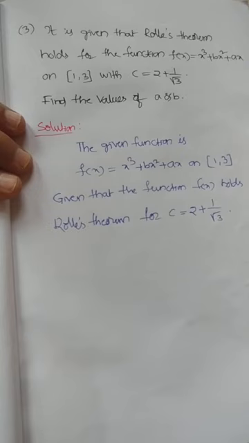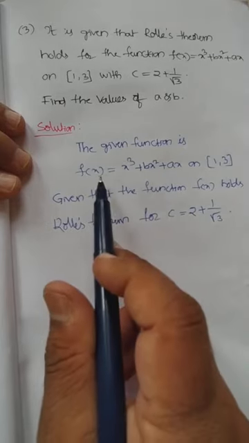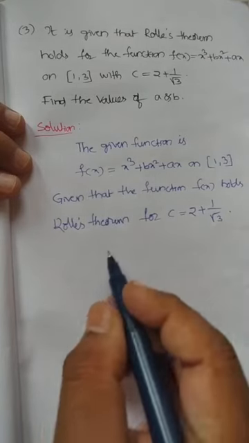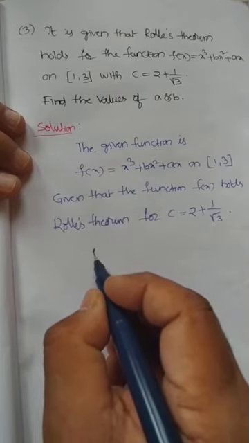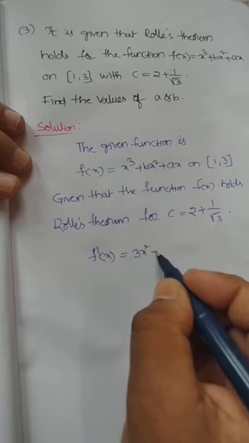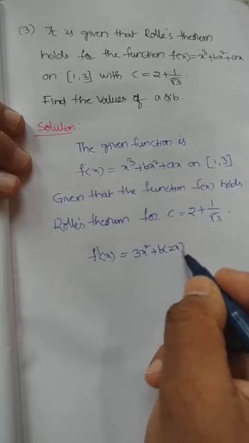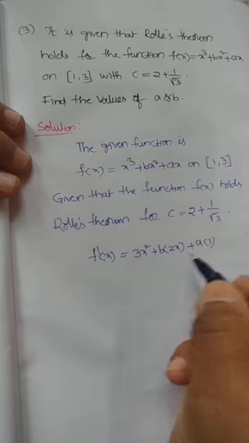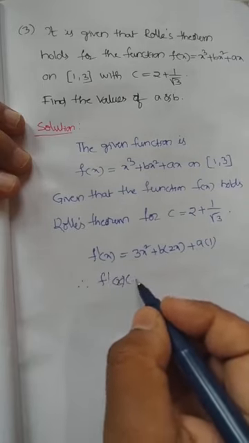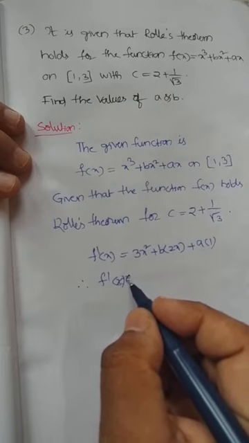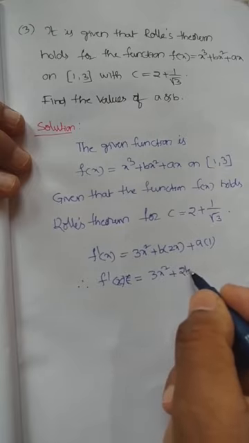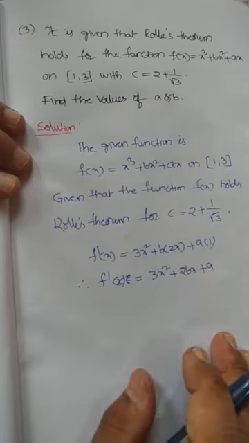First I am going to find the f dash of x value. So I need to differentiate the given function with respect to x on both sides. I get f dash of x equals the derivative of x cube, which is 3x square, plus b times the derivative of x square, which is 2x, plus a times the derivative of x, which is 1. Therefore f dash of x is 3x square plus 2bx plus a.